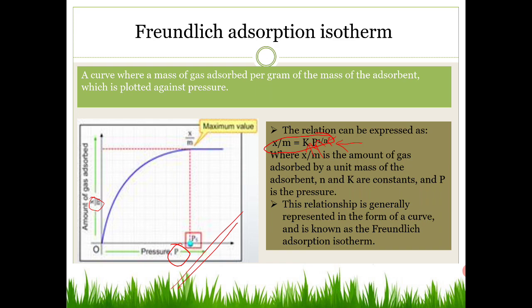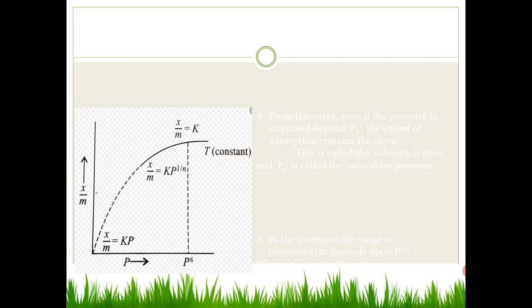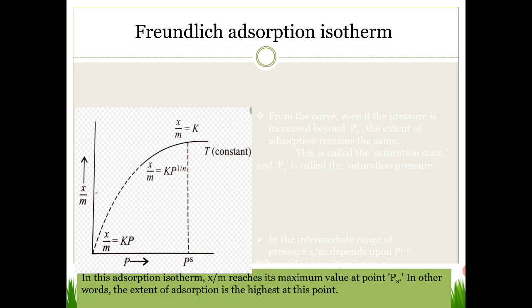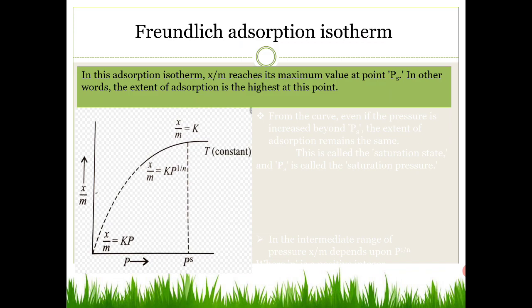And to elaborate a bit, if we speak about this isotherm, the graph comes like this. In this adsorption isotherm, x by m reaches its maximum value at a point Ps. As we have discussed initially, once the rate of adsorption is equal to the rate of desorption, the system will attain equilibrium. Once the equilibrium is attained, the pressure will become constant. So pressure has become constant. You see, the pressure has become constant. It will not be changing.